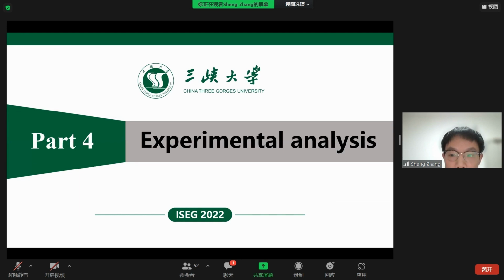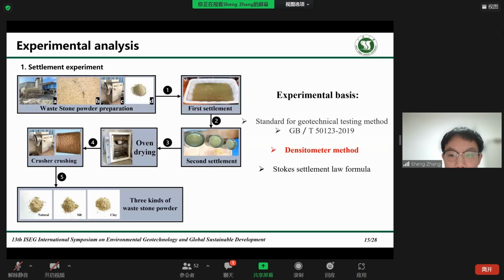Below, I will introduce the results of the experimental analysis on the influence of clay fraction. Firstly, the raw materials are prepared. According to the densimeter method and the Stokes formula, three kinds of waste rock fine were obtained by static water sedimentation method.